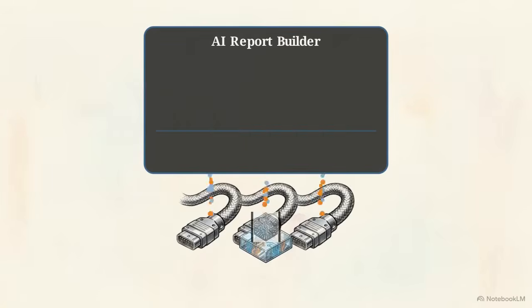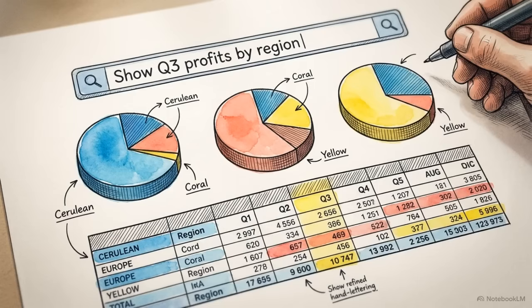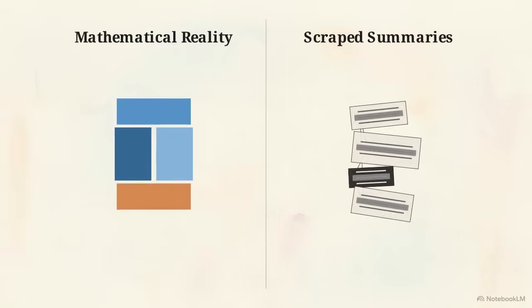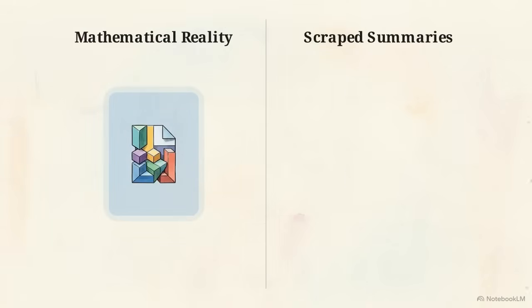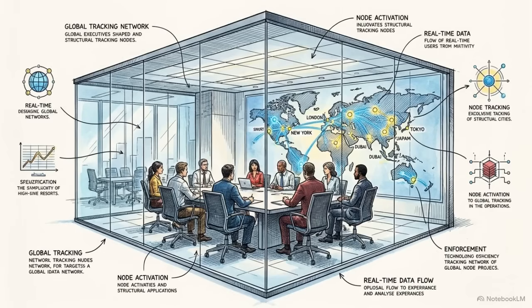Here we find the AI report builder, which is hardwired directly to the verified logic layer below. A user can ask a multivariable question in natural language and receive verified insights in seconds. These reports are based entirely on the mathematical reality of the ledger, not scraped summaries. Because modern enterprise teams are global, this architecture processes all data bilingually underneath the surface.